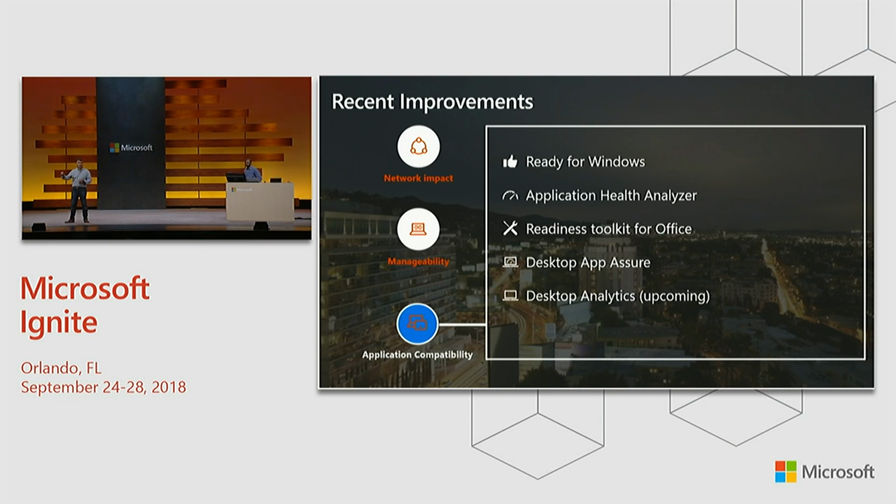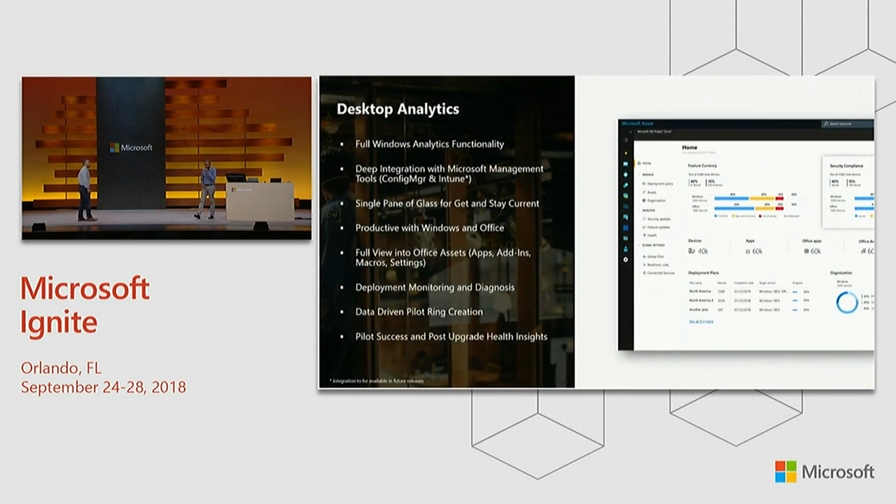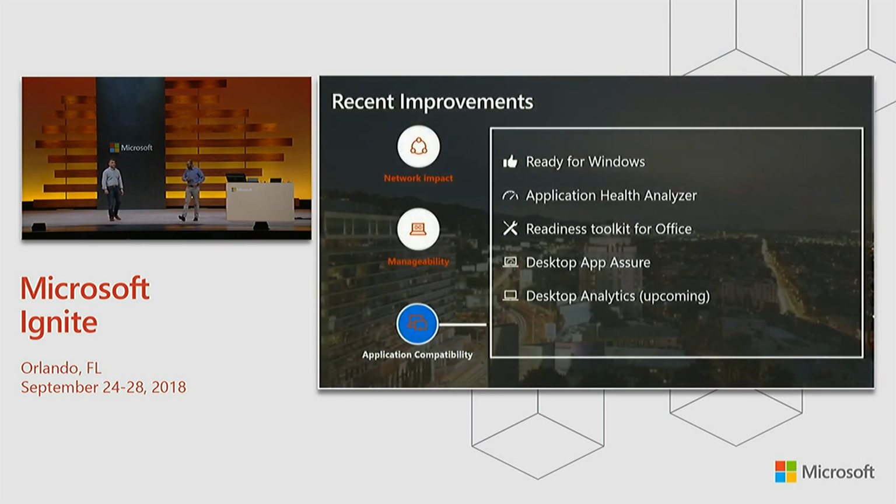And we'll be able to surface those insights up through Desktop Analytics to make sure that you're seeing those when you're making your decisions. We also have the Desktop App Assure program through our FastTrack Center. Alex has a great presentation on that, I think, sometime this week. And then, of course, Desktop Analytics. The Readiness Toolkit for Office, of course, is another great tool that Amesh will talk about.